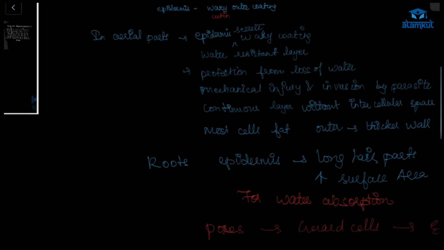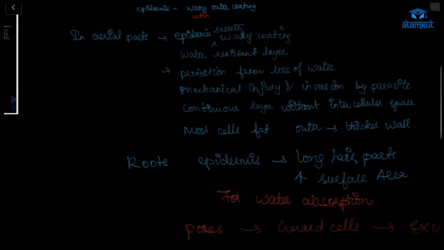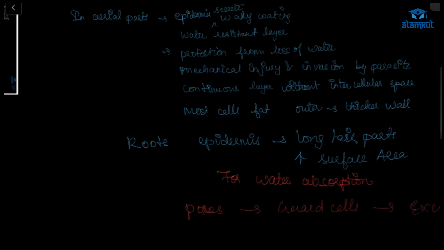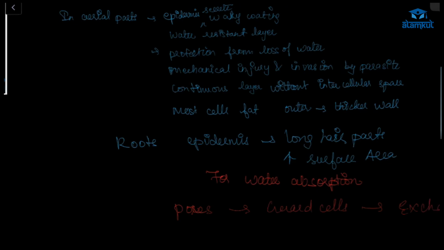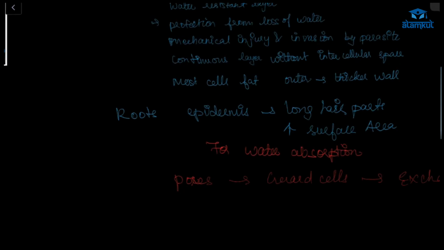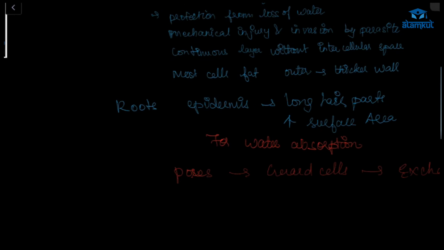Why do these plants need that? Because of loss of water, right? Protection from loss of water, mechanical injury, and protection from the parasites. And they are a continuous layer, okay, without intercellular space, no intercellular space. And the cells are mostly flat and their outer wall will be thicker.